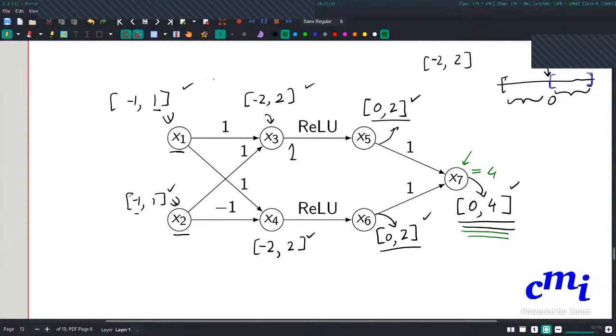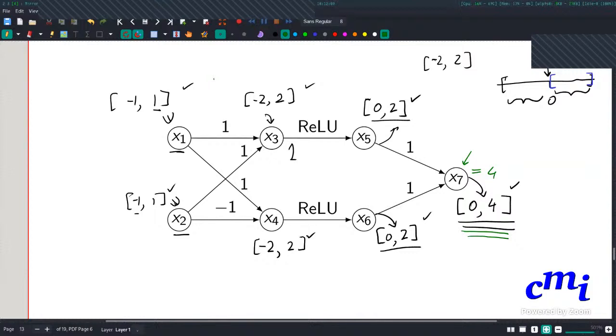Like for x4, if x1 and x2 are both 1, then it goes 0. But it can happen that x1 is 1 and x2 is -1, so x4 is 2. So the interval for both x5 and x6 is 0, 2. But the whole interval is not possible for concurrent values of x1 and x2. So it can't be that x5 and x6 both have a value of 2, right?